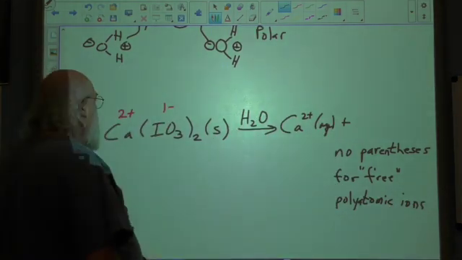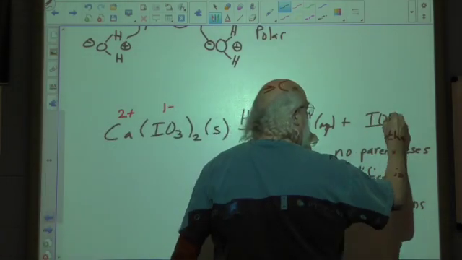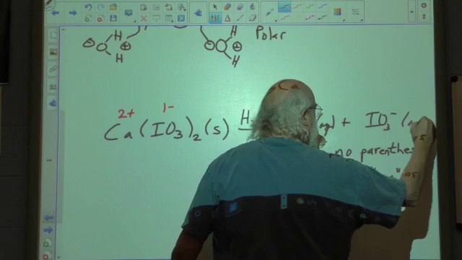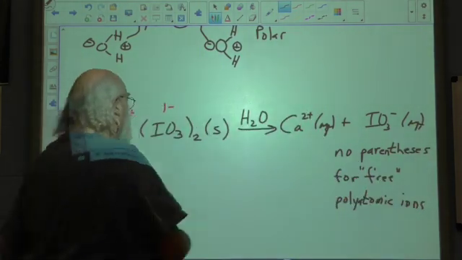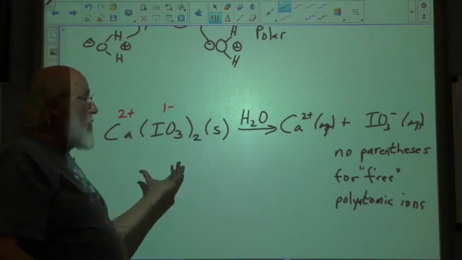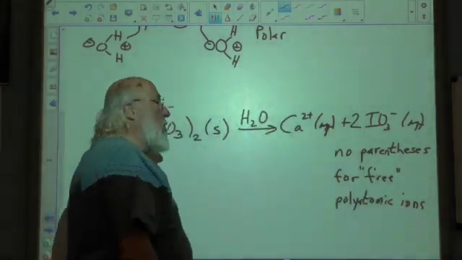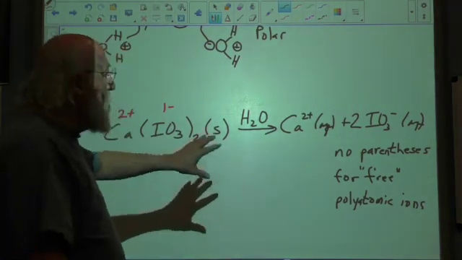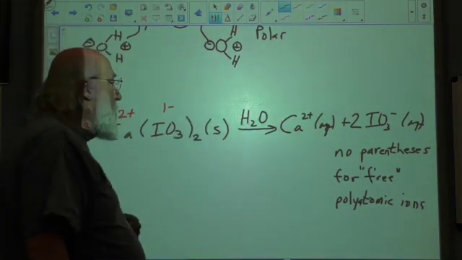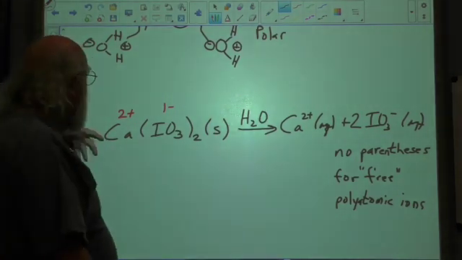Okay, so that means we're going to have IO3 is the polyatomic ion, its charge is negative, and this is aqueous. Now, what about the 2 there? Well, the 2 is telling you that when this dissolves, it's going to break down to 2 of these ions, so that requires a coefficient of 2 right there, and that is your chemical equation for the dissolving of calcium iodide.